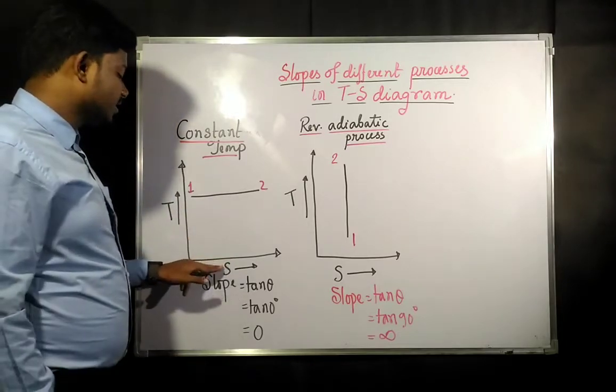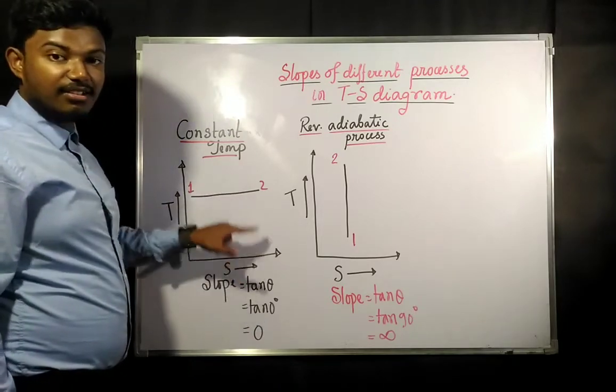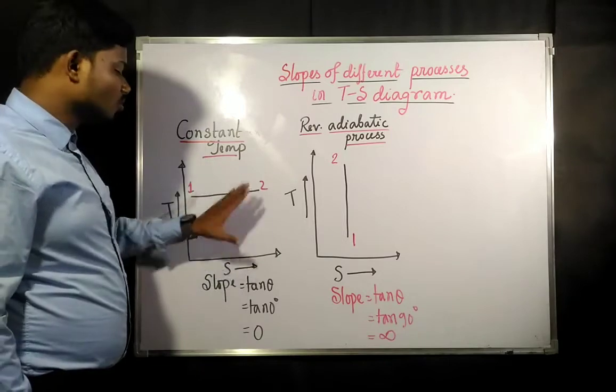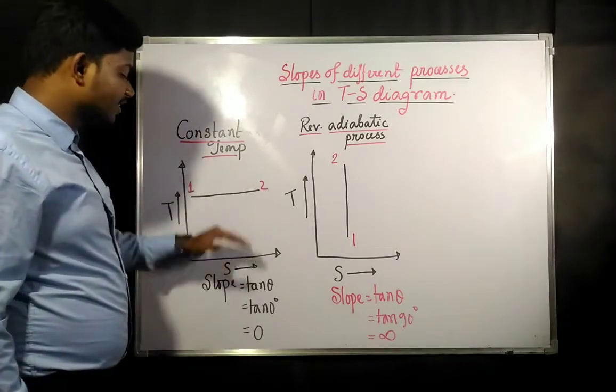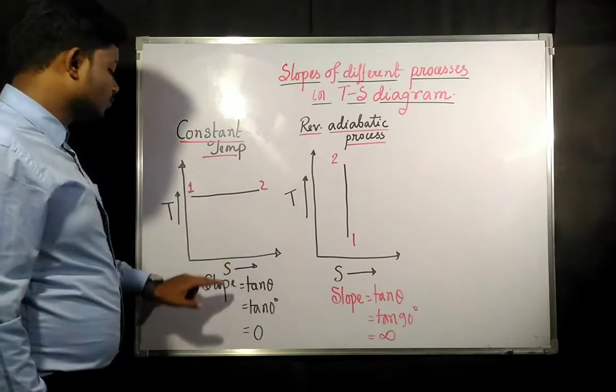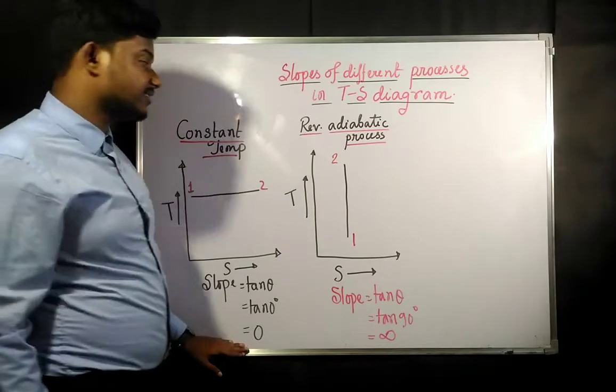And as it is parallel to the entropy axis, the angle it is making with the S axis is going to be 0. So the slope is the tangent of the angle between these two, so slope is tan theta. The theta is going to be 0, so the slope is 0.